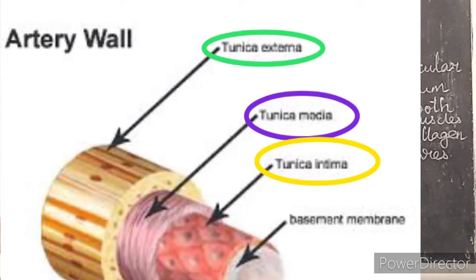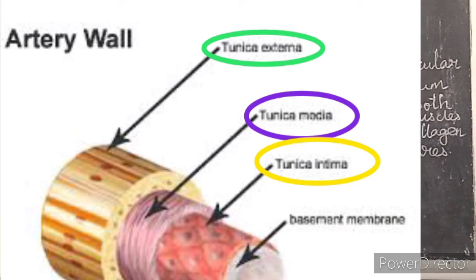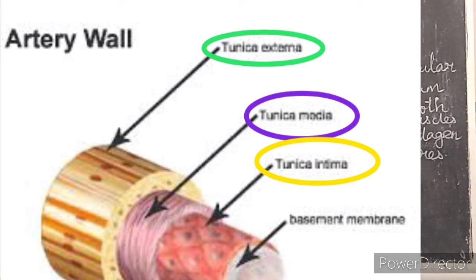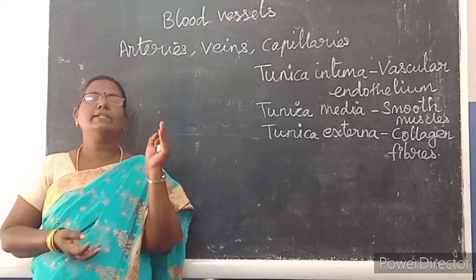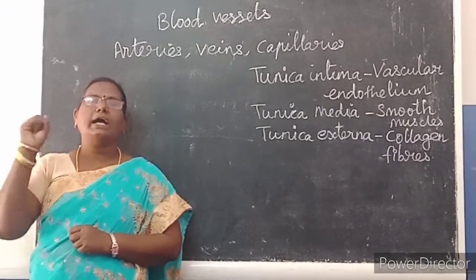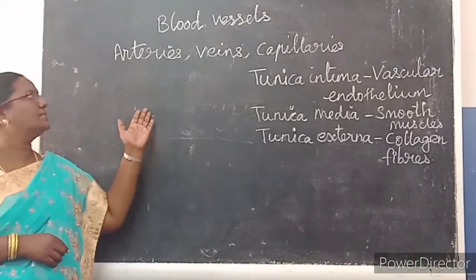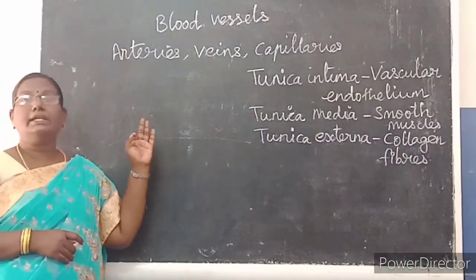Next we learn about the types of blood vessels. There are three types of blood vessels present. First one is arteries, second one veins, and third one capillaries. What are the three types of blood vessels? Arteries, veins, and capillaries. All these blood vessels are lined by three layers.